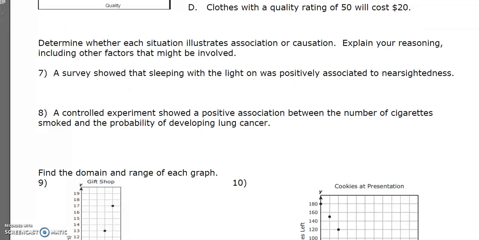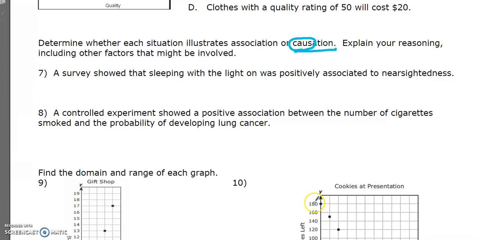Okay, number 7 and 8, it says determine whether each situation illustrates association or causation. Explain your reasoning, including other factors that might be involved. So number 7 says, a survey showed that sleeping with a light on was positively associated with nearsightedness. So remember, causation, association. We'll start with causation. I think that's a little easier to see. Causation means exactly what it says, that it causes something. So this would mean that sleeping with the light on would definitely cause you to be nearsighted. And I don't believe that's what that is showing.